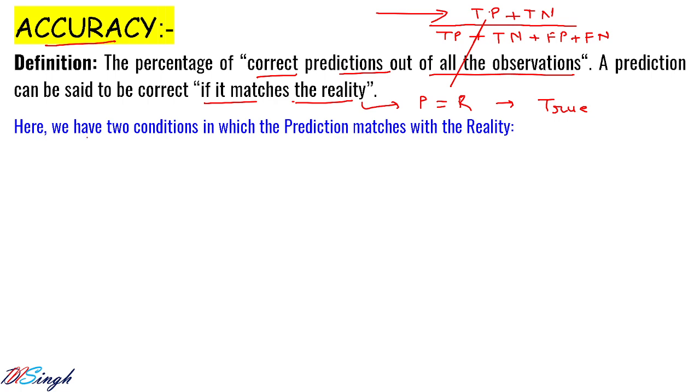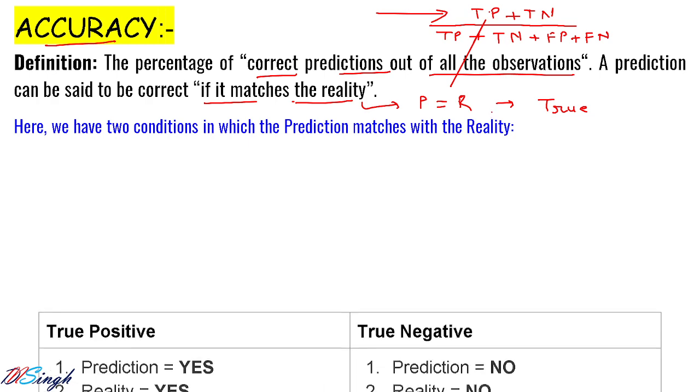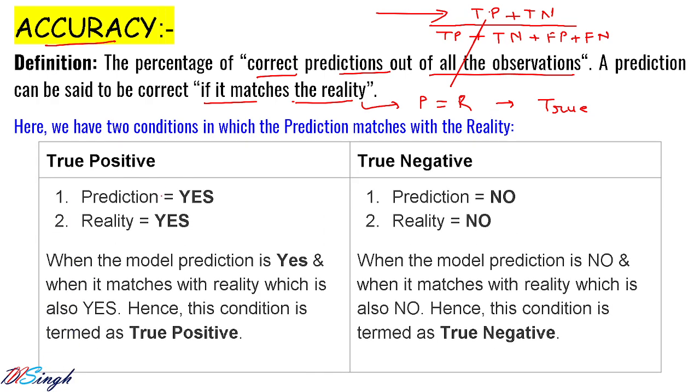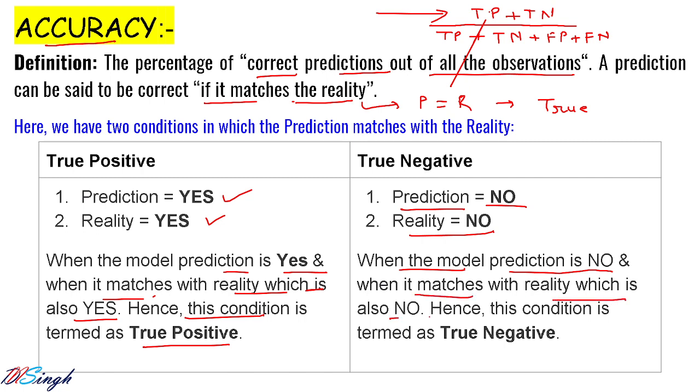Fine, I hope you are getting it. Here we have two conditions in which the prediction matches with the reality. These are the two conditions, true positive and true negative. Here your prediction is yes, reality is yes. When the model predicts yes, and it matches with the reality, which is also yes, hence this is a condition of true positive. And true negative, when prediction says no, reality also says no. When the model prediction is no, and it matches the reality, which is also no, hence it is a condition of true negative. That comes in the numerator, and the denominator has all possible combinations.